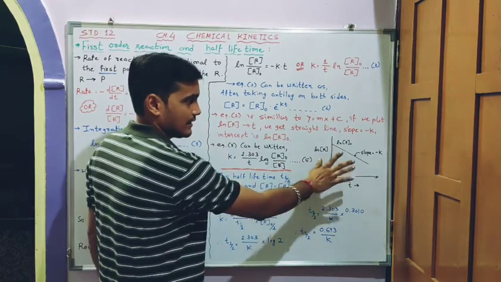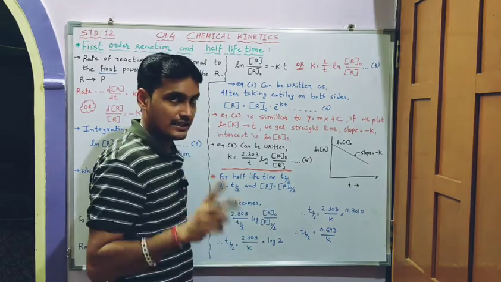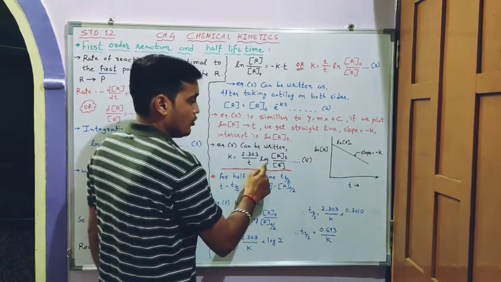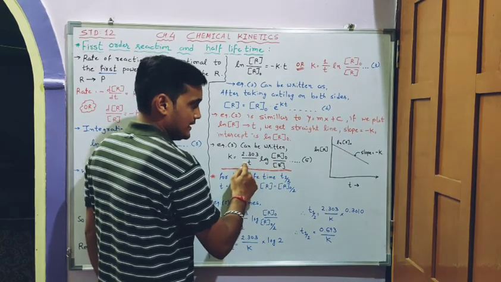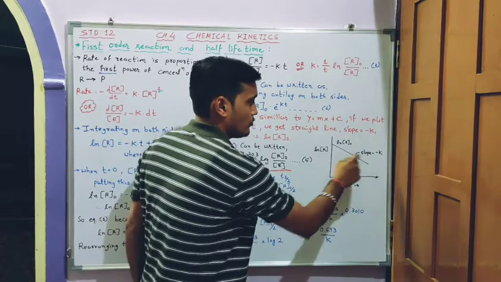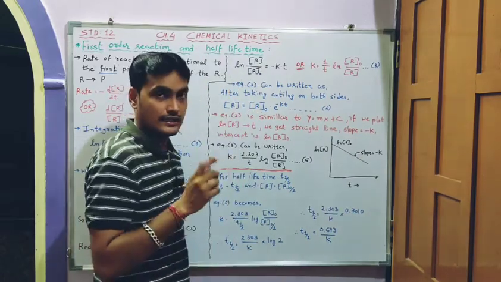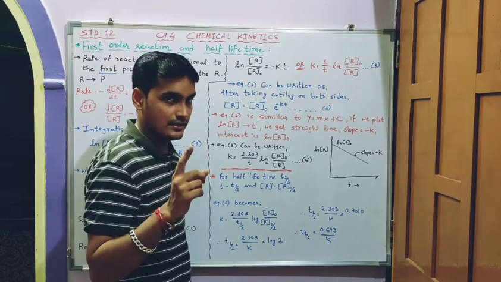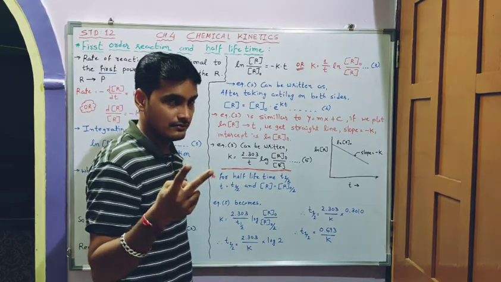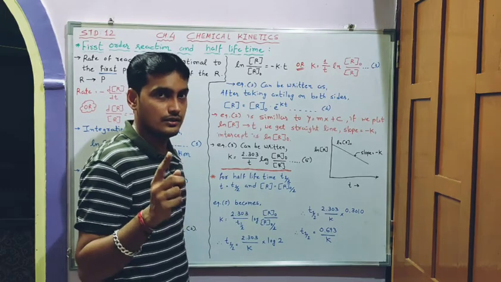This is one graph which is showing ln R against T. I am talking about log R0 by R against T. At that time you will get the value of slope according to 2.303 considered. So K upon 2.303, that is the value of the second graph. Slope is equal to K upon 2.303.